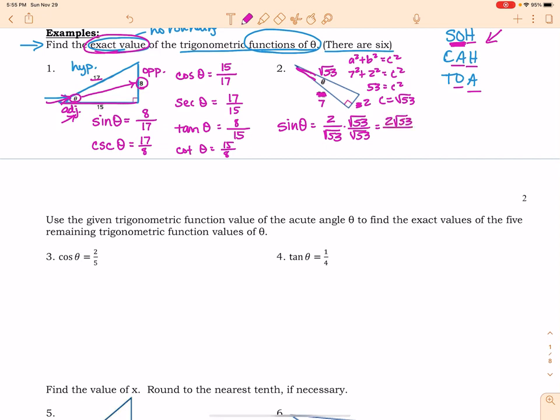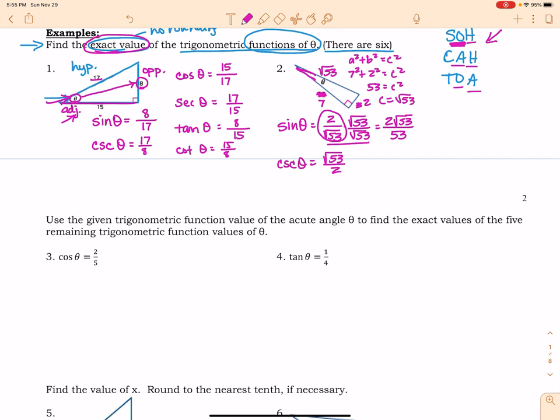Remember that multiplying a radical by itself will eliminate the radical. So sine theta is a little ugly, just FYI. All right, now the reciprocal of that is cosecant theta, and since we started off with 2 over radical 53, it's just going to be radical 53 over 2. Since the radical's in the numerator, I don't have to rationalize the denominator.